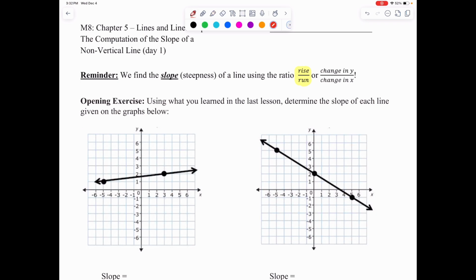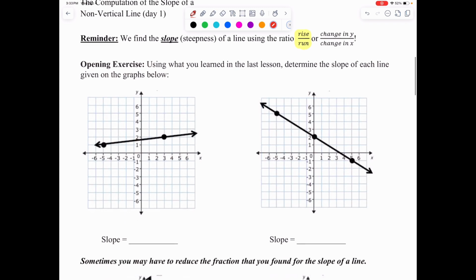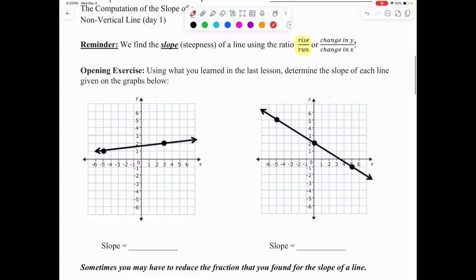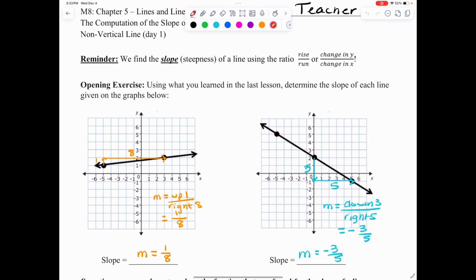For this opening exercise, I'd like you to complete this on your own. Using what you learned in the last lesson, determine the slope of each line given on the graphs below. You're going to look at the graph on the left and also the graph on the right. Use the points that have already been plotted for you to find the slope of each graph. Pause the video, and when you're done answering these two questions, resume the video to go over your answers. All right, now that you had a chance to try on your own, let's take a look together.